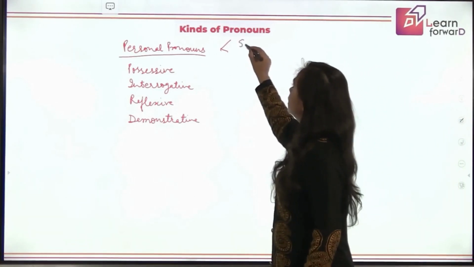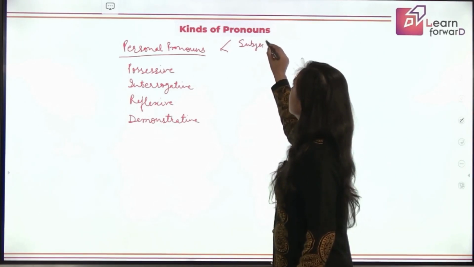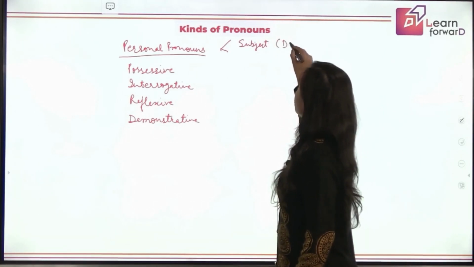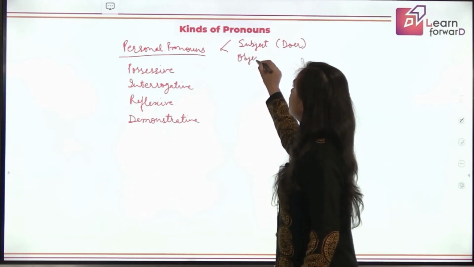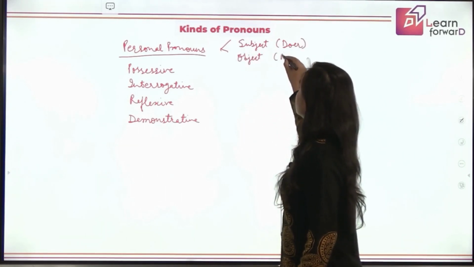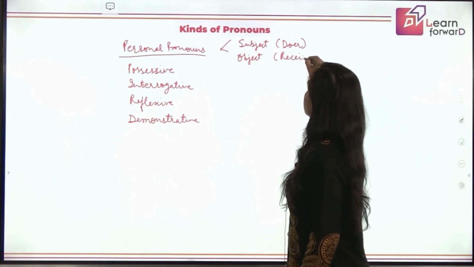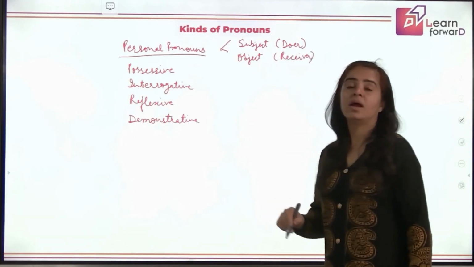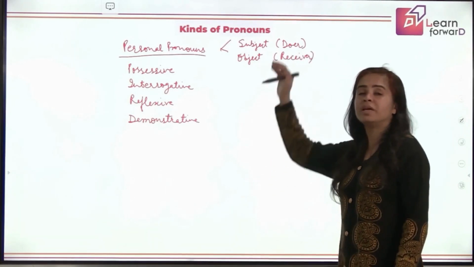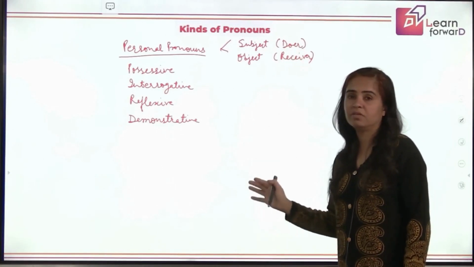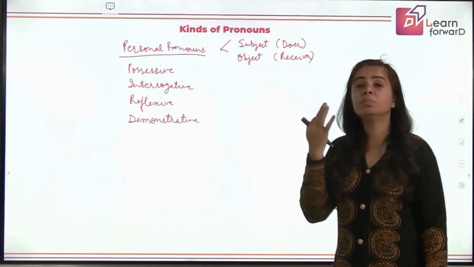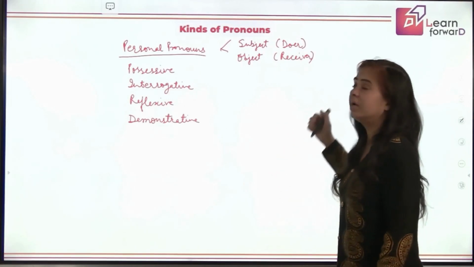Subject is the doer of action, right? Somebody who does the action, and object is the receiver of action. Object is the receiver of action. And in personal pronouns, based on whether we are talking about the subjective or the objective case, we have three persons also. We'll just read ahead in detail.